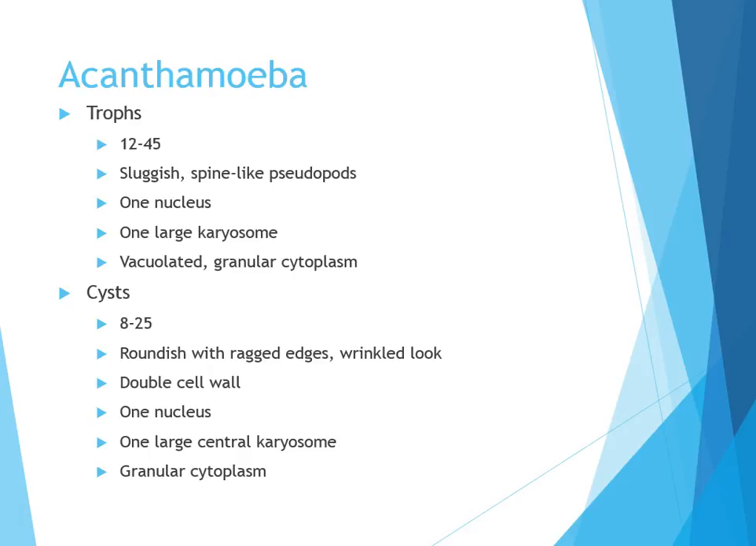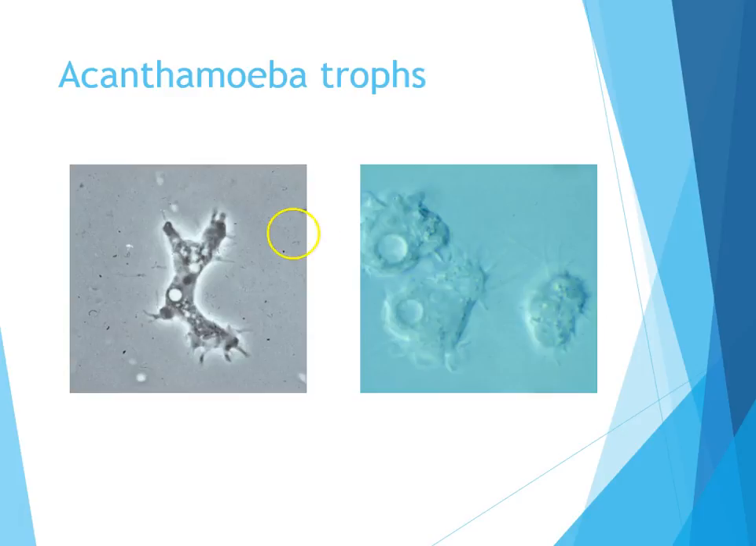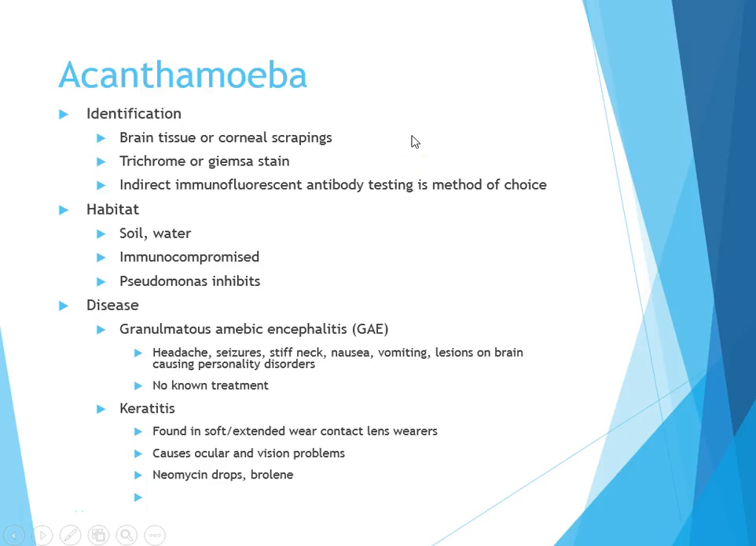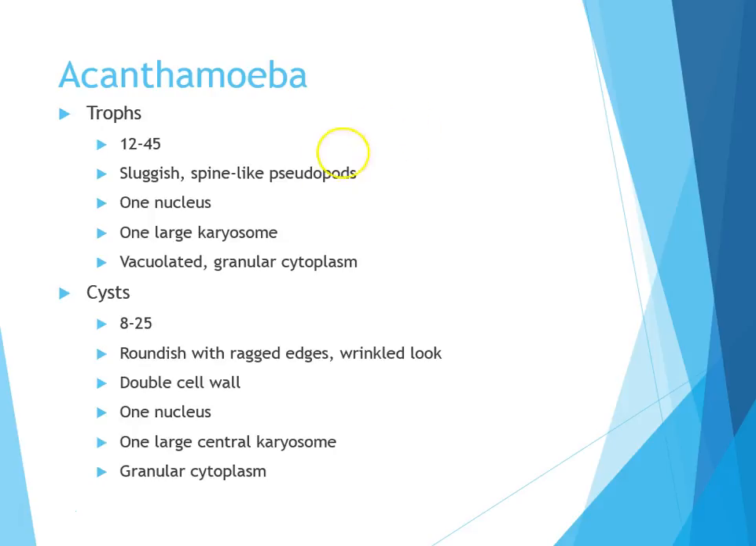Okay, Entamoeba. The trophs are 12 to 45 micrometers. They have sluggish motility with spine-like pseudopods. This is what their pseudopods look like. This is considered a pseudopod, the spines coming out the end. It has 1 nucleus, a large caryosome, vacuoles, and a granular cytoplasm.